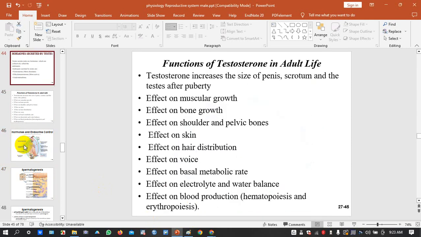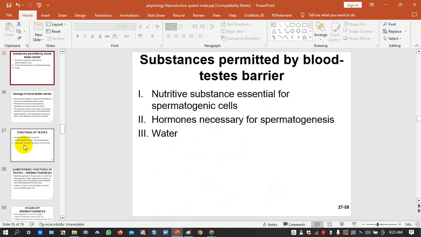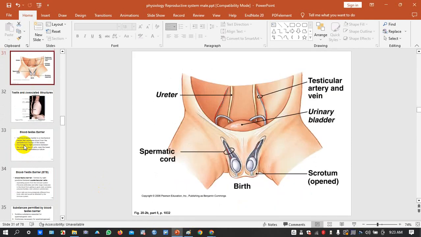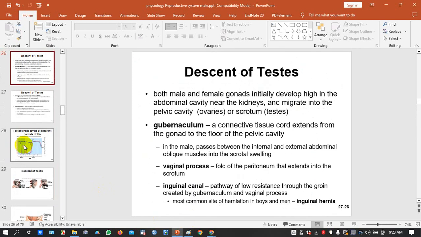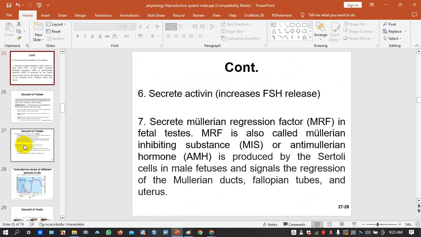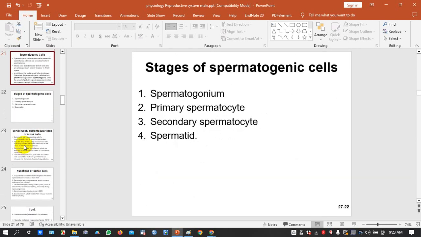So that's what we have. Okay, so I've explained spermatogonium becoming primary spermatocyte, secondary spermatocyte, and the spermatid.